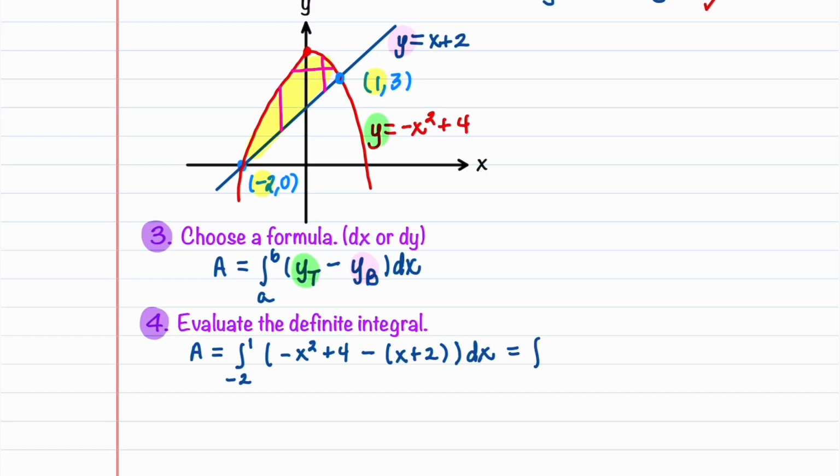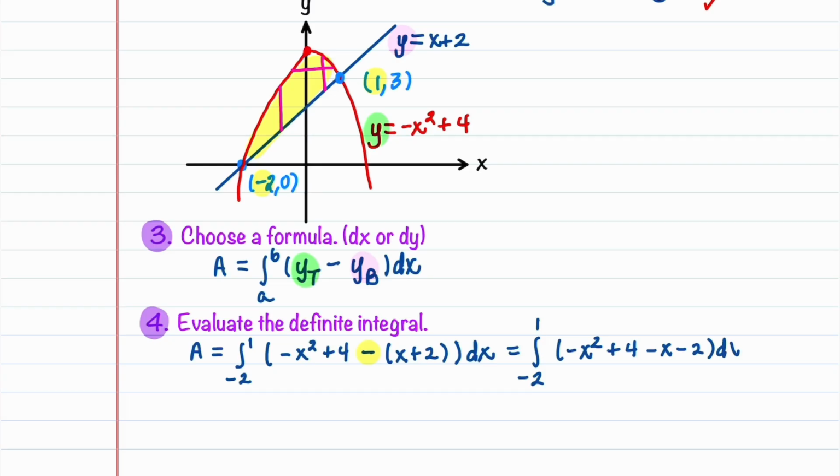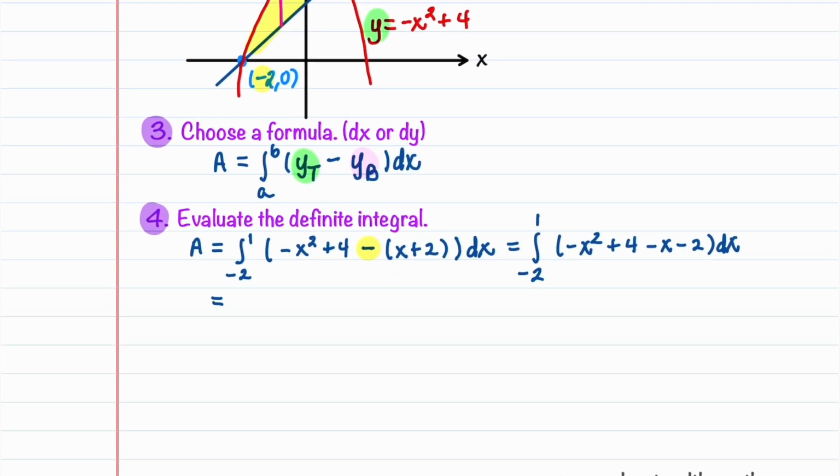Let's now simplify our integral. -2 to 1. We have minus x squared plus 4. And then we're going to be subtracting both x and 2. I think that's the biggest mistake I see students make, is to not carry that minus sign through to both terms. This gives us a minus x minus 2 dx. And this gives us the integral from -2 to 1 of minus x squared minus x plus 2 dx.